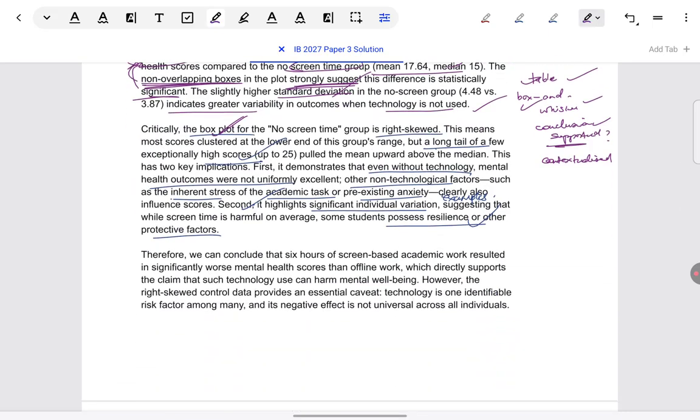Now, coming to the conclusion. Given whatever we read in the table and in the box plots, what can we say? 6 hours of screen based time does result in worse mental health, which seems significant because, like we saw on the box plots, the non overlap was there, and it definitely directly supports the claim. But the right skew data gives a caveat, or a slight consideration that we need to make. Technology might be just one of the factors, not the only factor influencing people's mental health. Though no doubt it's experimental, not just correlational data, there still seem to be other potentially influencing factors. Otherwise, that variability would not have been there in the data.